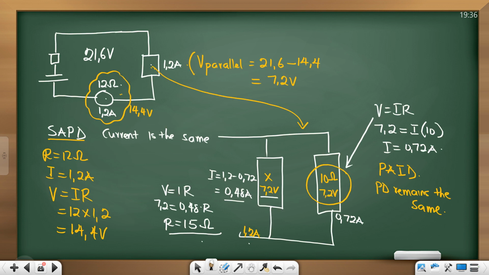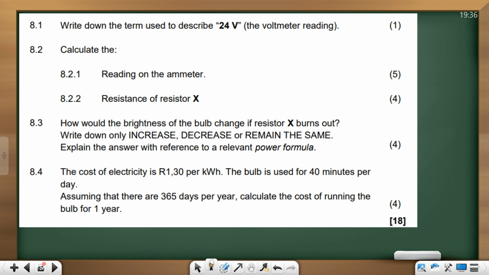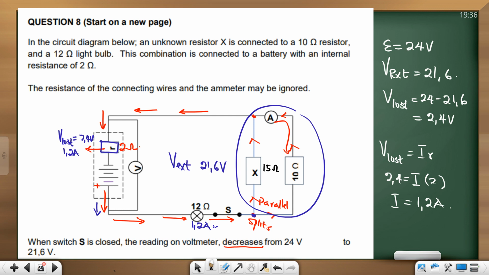Watch this. I am going back to my question. I want you to see the marks. You see the mark allocation there? 4. So what have we done? We have removed X. What happened? Total resistance increased. Current decreased. Lost volt decreased. V external. It means there's more voltage here. What is similar power?